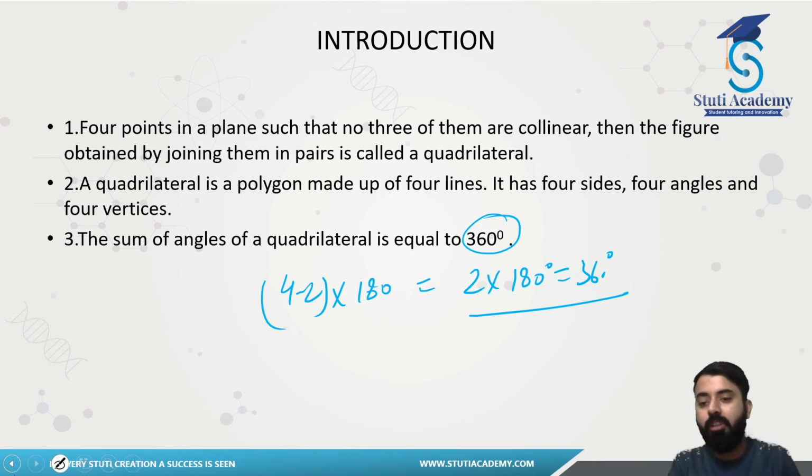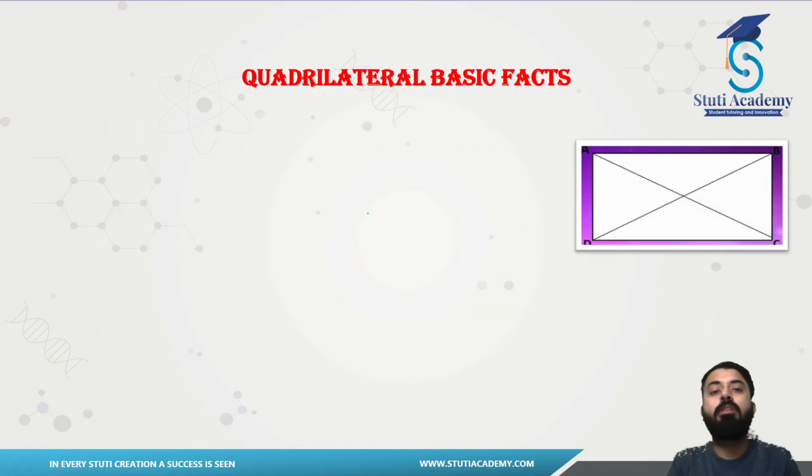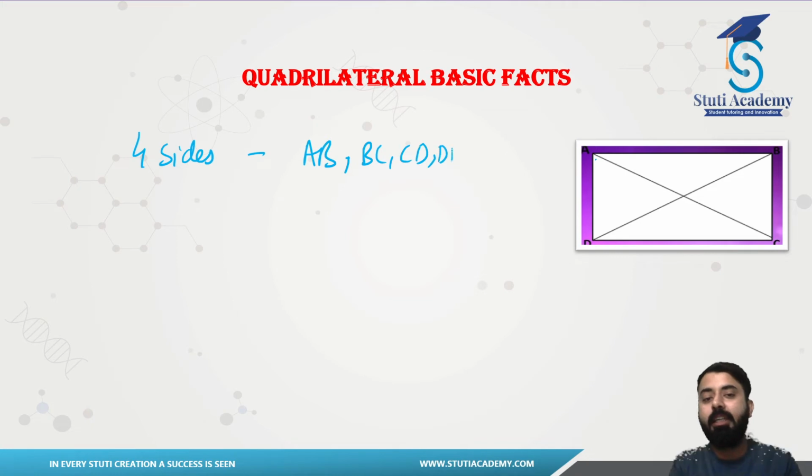I'm going to move forward and see the quadrilateral's basic facts. Let's just cover them up. Four sides. If I name this figure A, B, C, D, I have four sides which are AB, BC, CD, and DA. Right? It has four vertices.